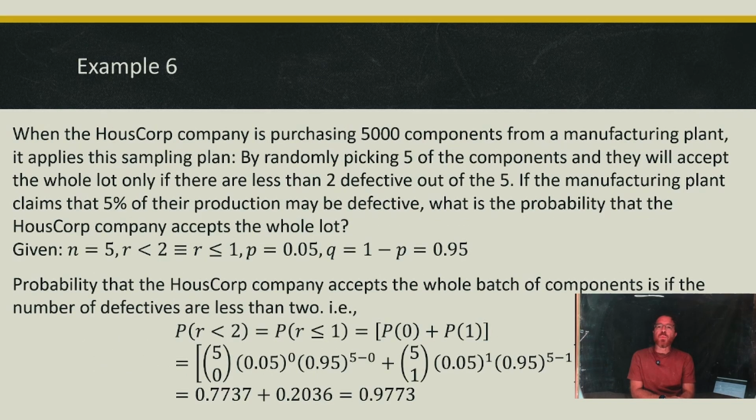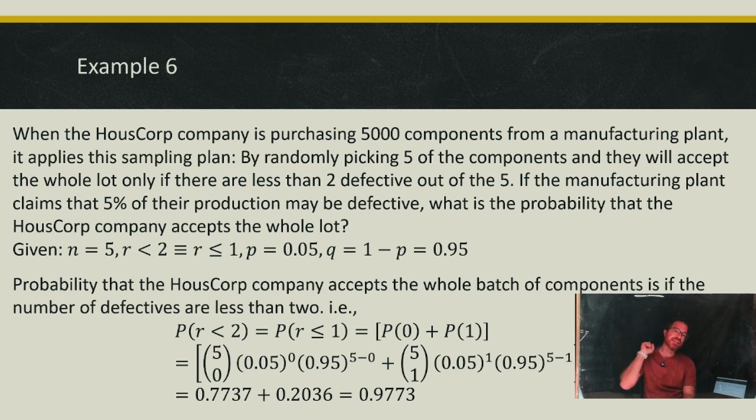Now let's do an example where we're going to put it into a word problem like we might actually see when we're using the binomial probability distribution. It says, when Hughes Corp company is purchasing 5,000 components from a manufacturing plant, it applies this sampling plan. By randomly picking 5 of the components, they will accept the whole lot if there are less than 2 defective parts out of the entire lot of 5. If the manufacturing plant claims they have a 5% of their production may be defective, what is the probability that the Hughes Corp company will accept the whole lot?